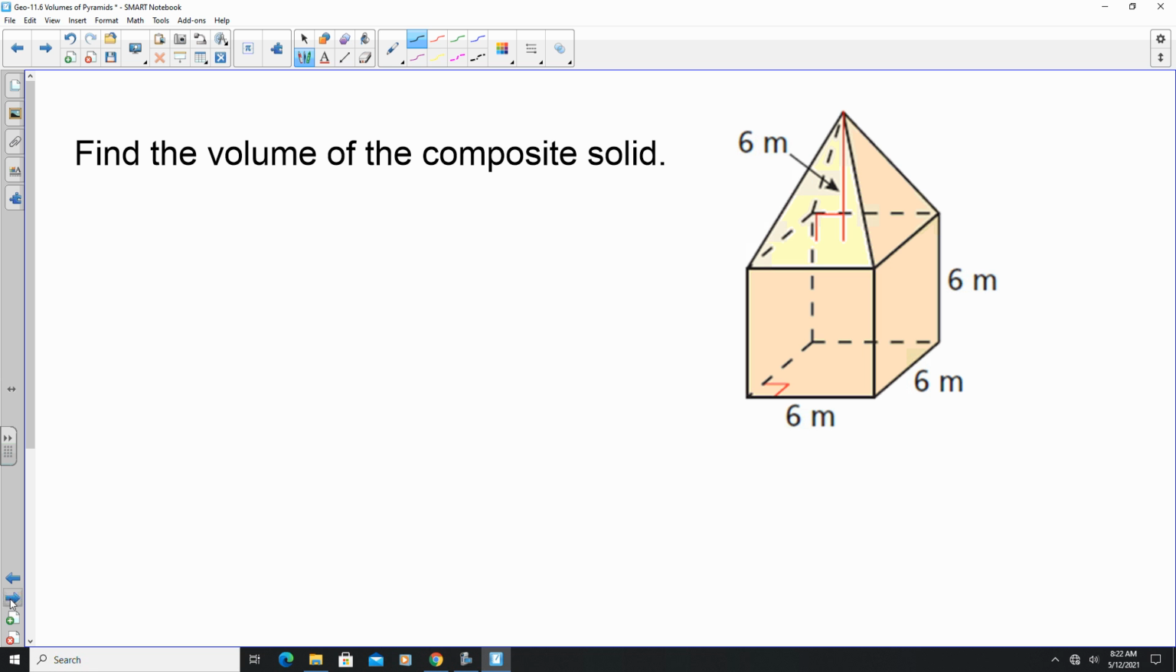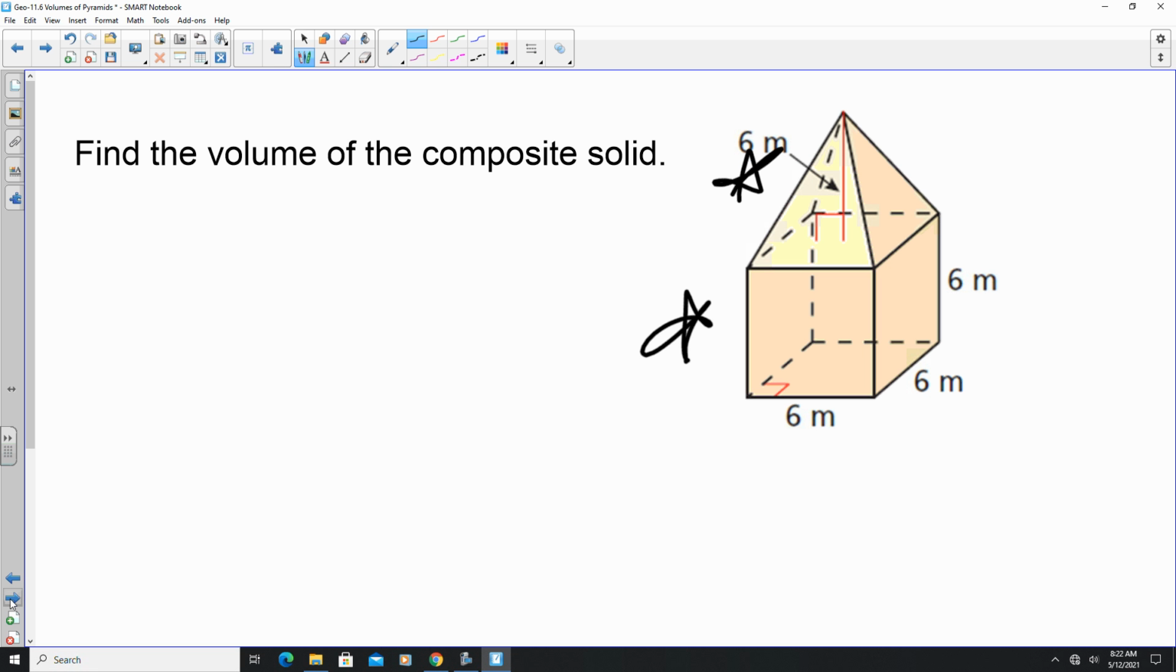All right, so the final example here, it says find the volume of the composite solid. The reason why it's composite is we're looking at two different three-dimensional objects. We are actually adding the volumes of two pieces. So we're looking at the volume of this prism right here. And additionally, we're looking at the volume of this pyramid here.